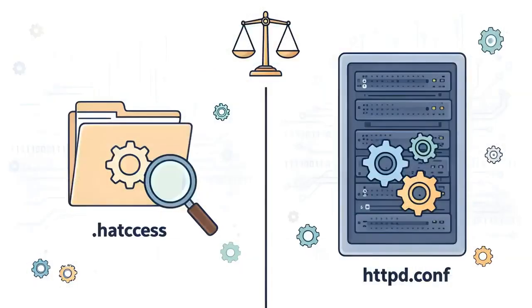Apache gives you 2 completely different places to write rewrite rules, and the choice carries real performance and security consequences. Understanding the difference between .htaccess and httpd.conf is the single most important decision you'll make when configuring URL rewriting.